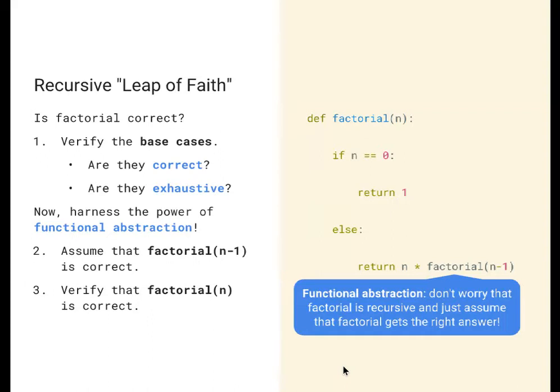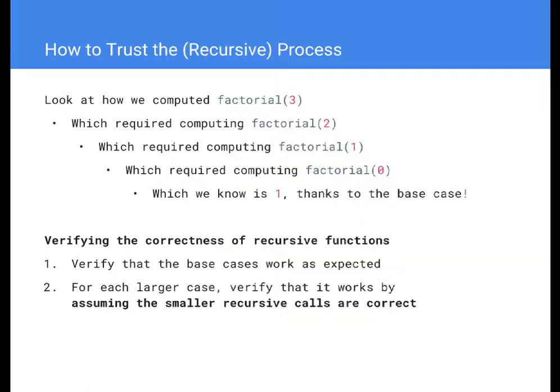Cool. So I want to dive more into that. What we can do is look at how we computed factorial of 3. As an example, we saw factorial of 3 required computing factorial of 2, which required computing factorial of 1, which required computing factorial of 0. And so this is how we see that we can verify the correctness of recursive functions.